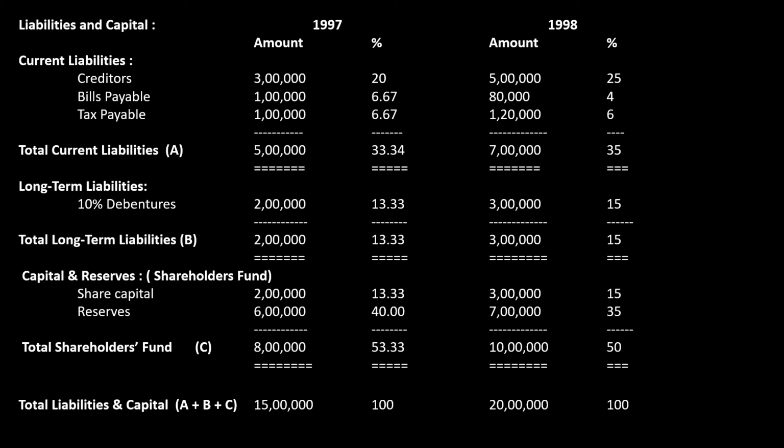Okay, you got it? Very easy to understand. Same way we do for 1998 also. So that's how we do your common size balance sheet. Is it clear? Any doubt? Now we'll go to the next sum.